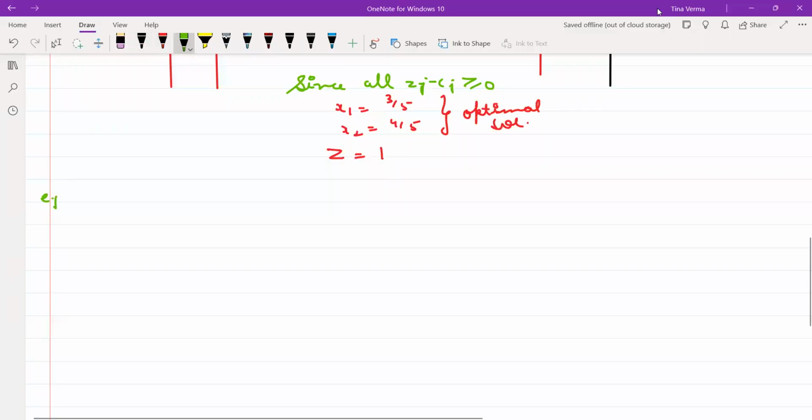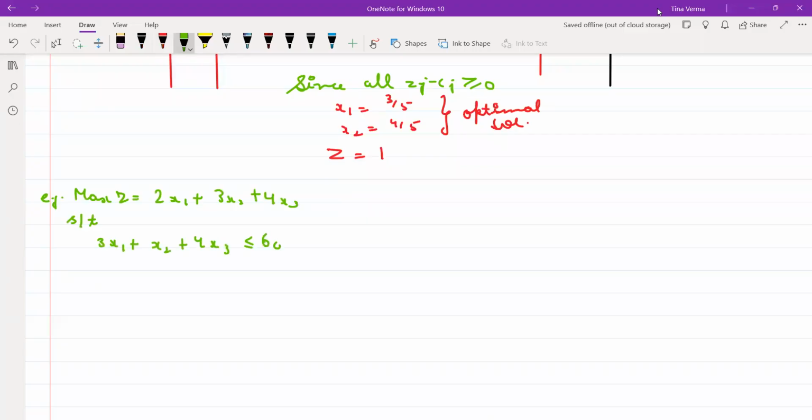So the next example is that you have to maximize z, that is 2x1 plus 3x2 plus 4x3 subject to the constraints 3x1 plus x2 plus 4x3 less than equal to 600, 2x1 plus 4x2 plus 2x3 greater than equal to 480 and 2x1 plus 3x2 plus 3x3 is equal to 540, and x1, x2, x3 all are greater than equal to 0.